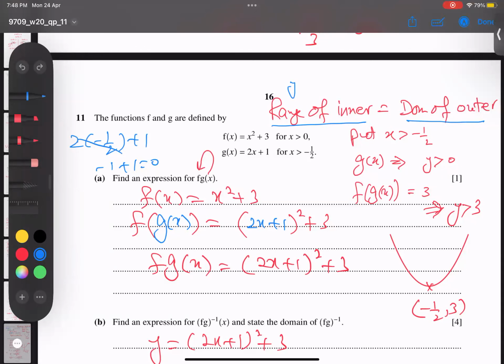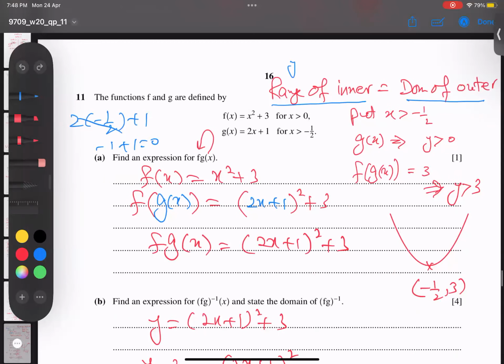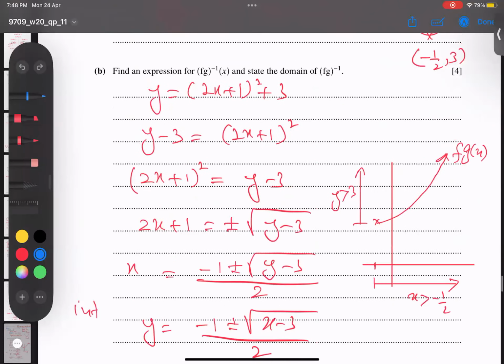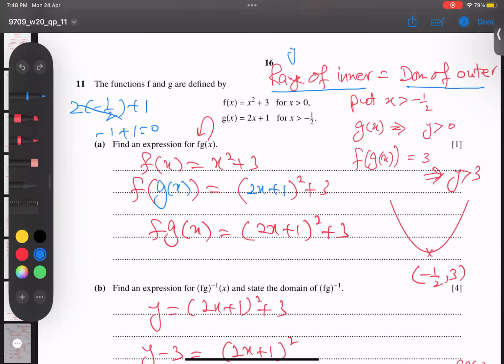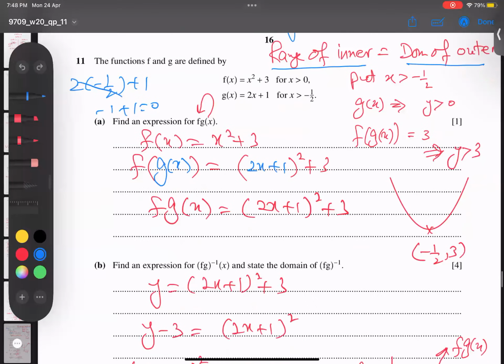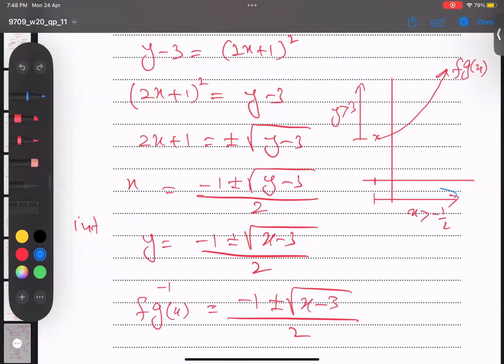Okay, so that is why I hope the idea is clear. So now we look at it carefully. If I make this diagram, this is one way. Second way, if I make it here, x value is bigger than negative half, and y value is bigger than 3. So look here: x bigger than negative half, and y value bigger than 3. So this is one way.